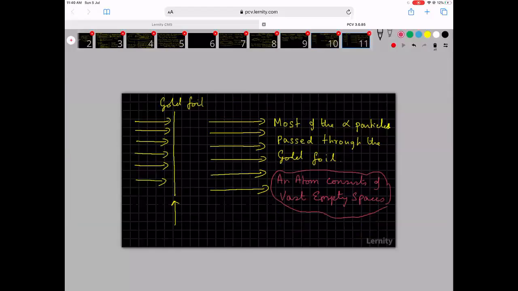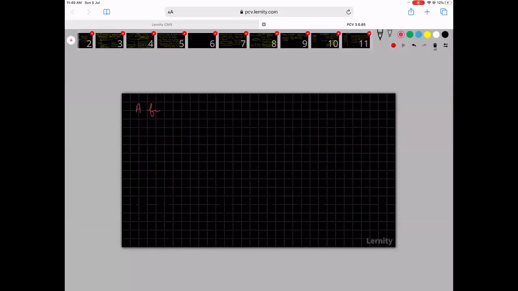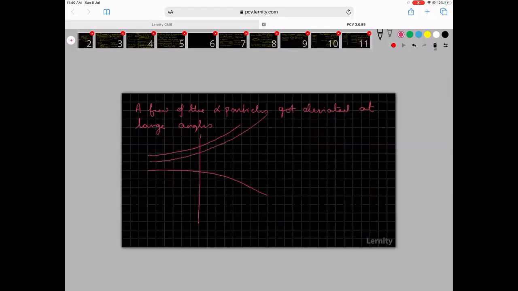Most of the alpha particles pass through the gold foil undeviated. Then a few of the alpha particles got deviated at large angles. That means if this is the gold foil, then a few of them got deviated this way. They passed through it, but they got deviated at large angles.